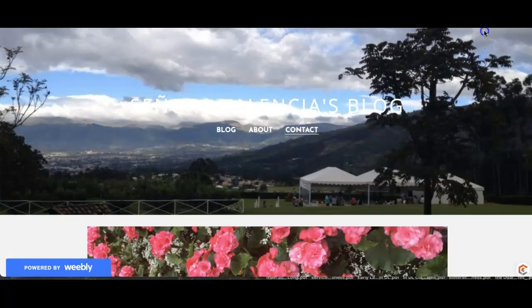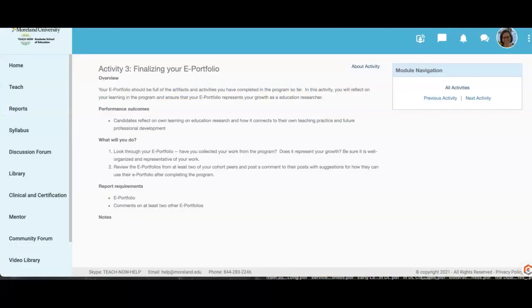Okay, so let me go back to the assignment. What you're going to do is reflect on your own learning up to this point and how it connects to your teaching practice and your future professional development. So the idea with this e-portfolio is for you to create something similar to what I just showed you, so that you can have this kind of ongoing website that you can add to for your own professional development.